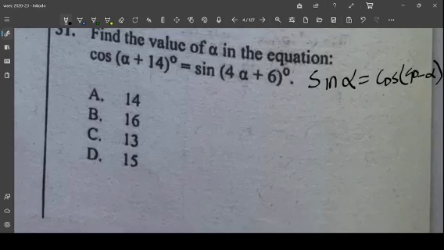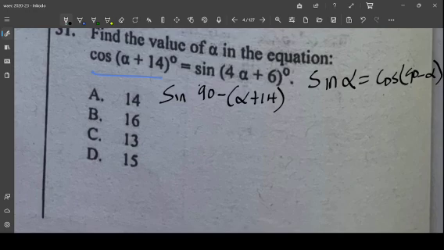So instead of cos, whatever is there, I can change it to sine of 90 minus whatever was there. So you see this particular cos(alpha + 14), I am going to change it to sine(90 minus (alpha + 14)), right? So it's still the same thing. Cos alpha is the same thing as sine(90 minus alpha). So that's how I got that. Then it's equal to sine(4 alpha + 6) degrees.